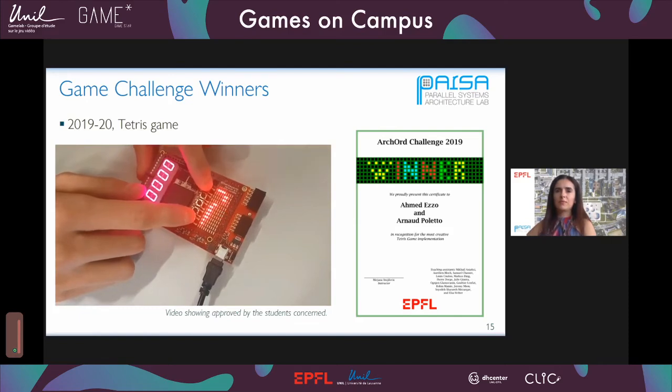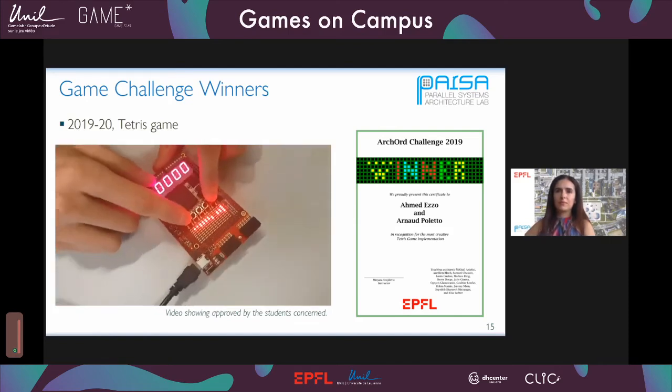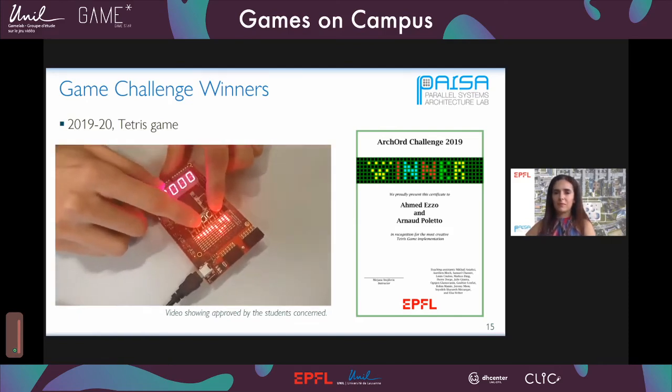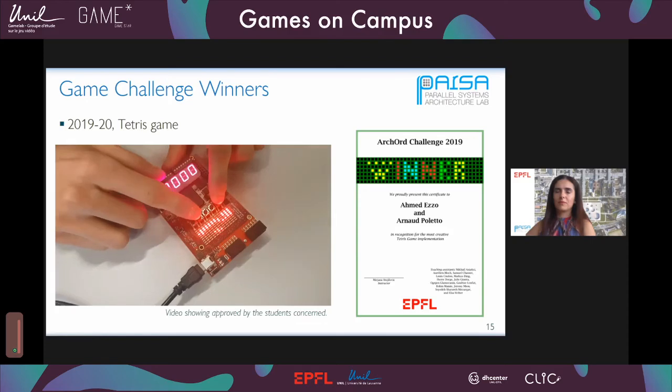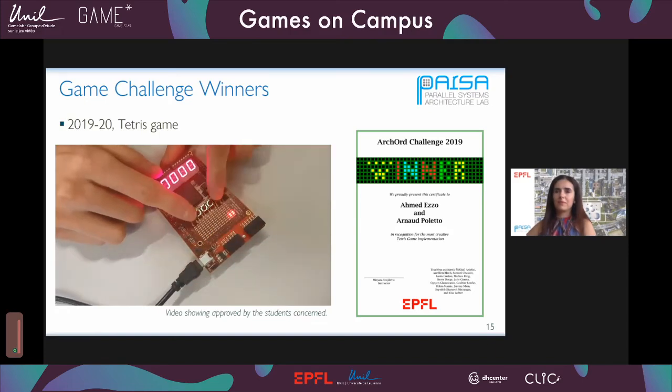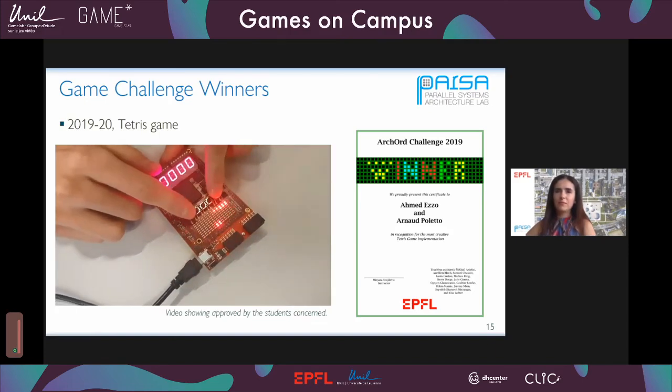Also, when you get a full line, the score increments by 200 instead of 1 because it's more rewarding. And when you get a high score, you get a smiley face in the end. But yeah, you need to get more than 100 to get a high score.